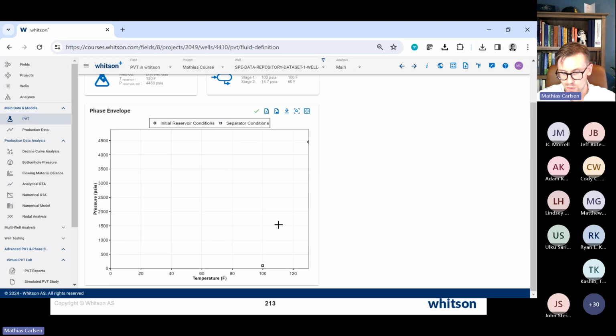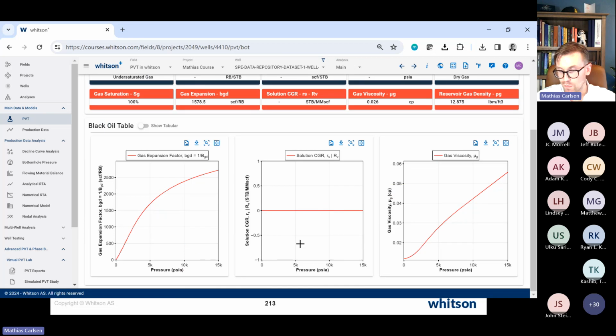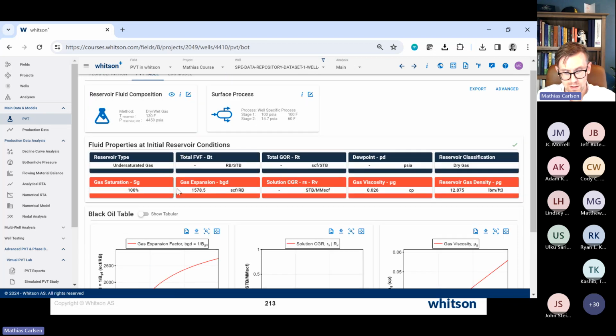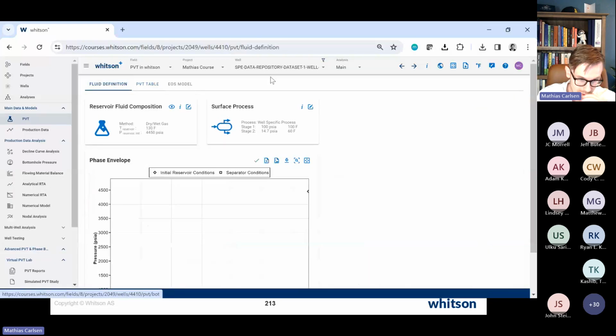Why is there no two-phase region? Well, it's so dry that there's no two-phase envelope, it seems, in this case. And you will see that your PVT table will look very different. Your RV term is 0. It doesn't have a dew point and all that stuff. You'll have a gas viscosity, and you have a gas expansion factor right there as well.